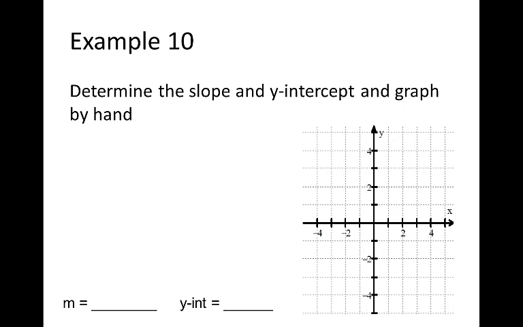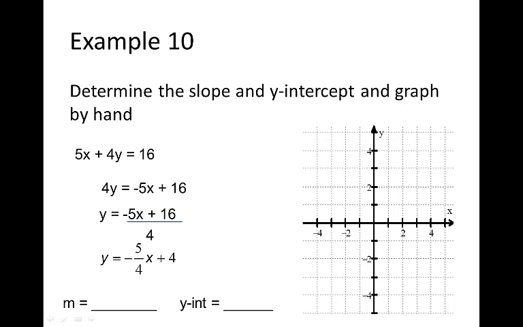Example 10, determine the slope and y-intercept and then graph by hand. And there's the equation, 5x plus 4y equals 16. So at this point we're going to solve for y. It's the easiest way to get the slope. So to solve for y, you're going to subtract 5x from both sides, divide everything through by 4, and you probably need to split this up.